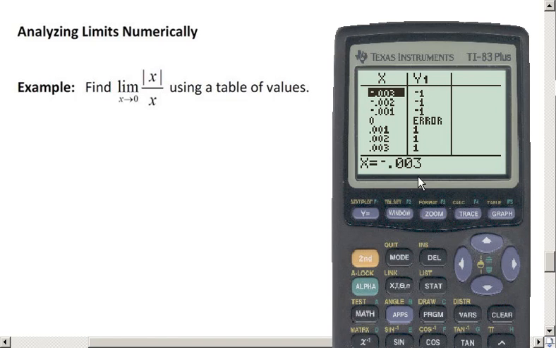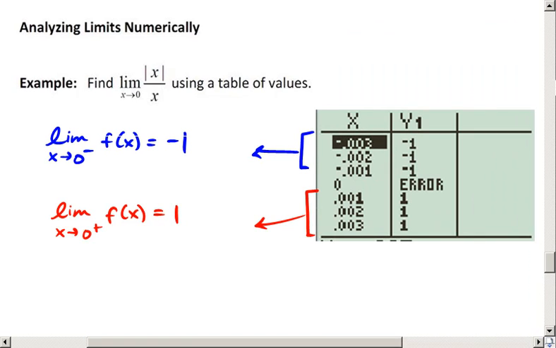If we look at the values on the other side of 0, approaching from the left, we get -1. That seems to suggest the following two results. As we approach 0 from the left, in other words, negative values that are getting closer and closer to 0, it appears that the limit is -1. However, if we approach 0 from the right, positive values very, very close to 0, it looks like the outputs are approaching 1. So it looks like this limit that they're asking us for does not exist.